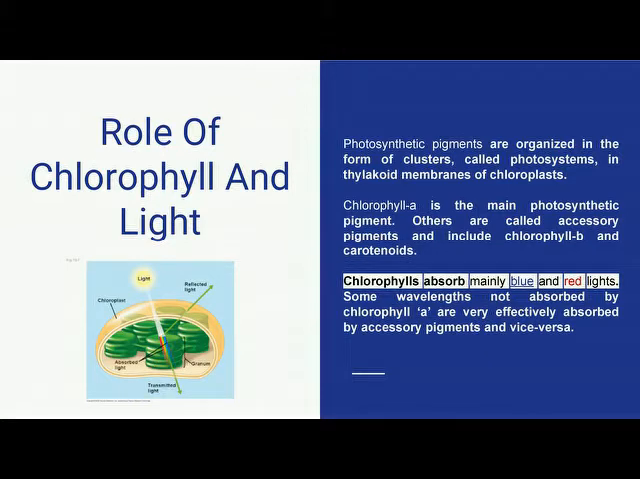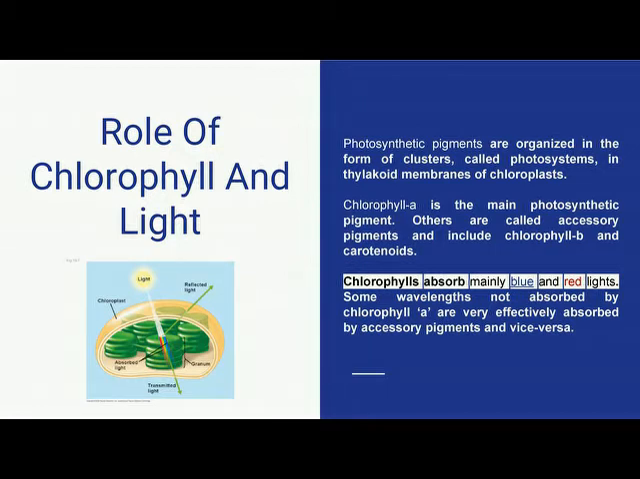Photosynthetic pigments are organized in the form of clusters called photosystems in the thylakoid membranes of the chloroplast. Pigments are substances that absorb visible light. Different pigments absorb light of different wavelengths. Chlorophyll A is the main photosynthetic pigment. Others are called accessory pigments and include chlorophyll B and carotenoids. Chlorophylls absorb mainly blue and red lights. Some wavelengths not absorbed by chlorophyll A are very effectively absorbed by accessory pigments and vice versa.